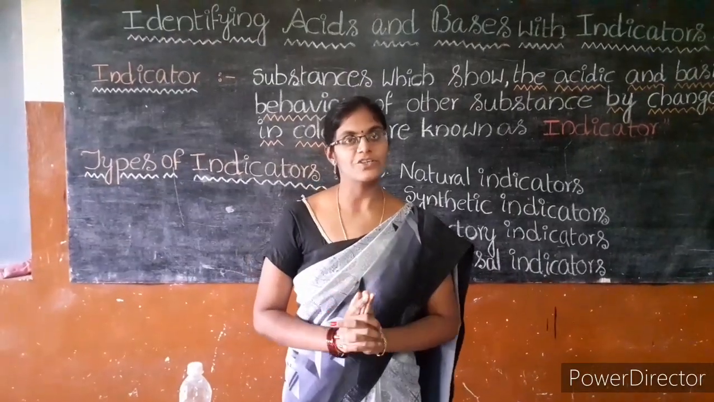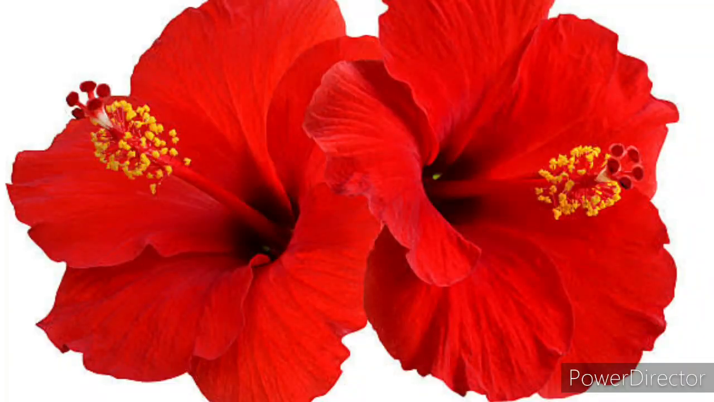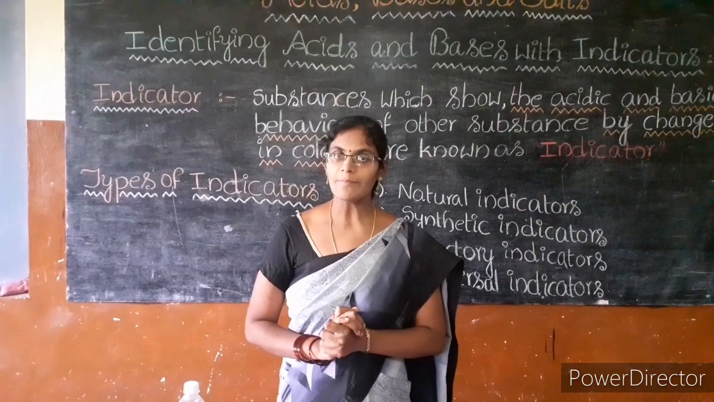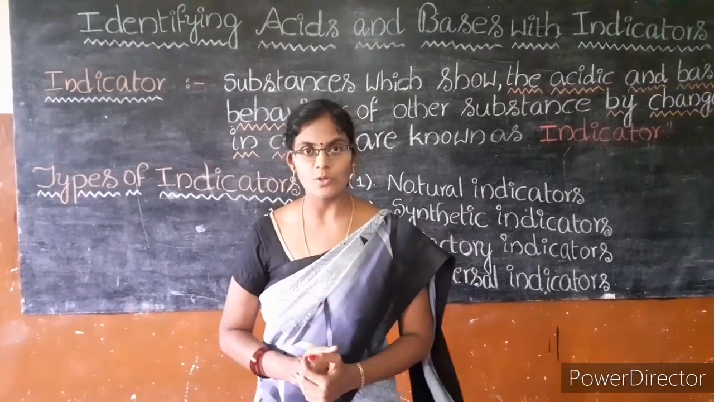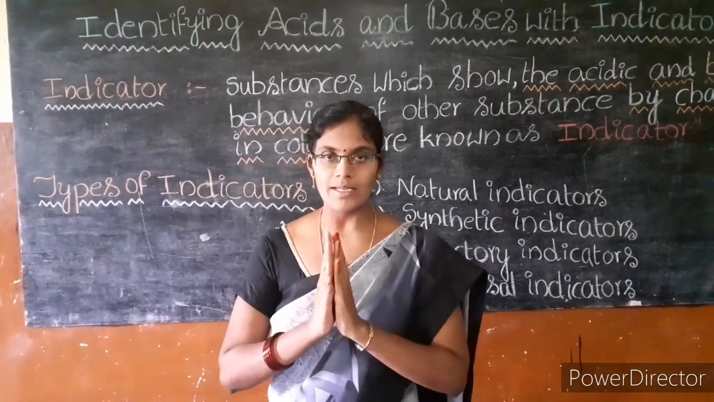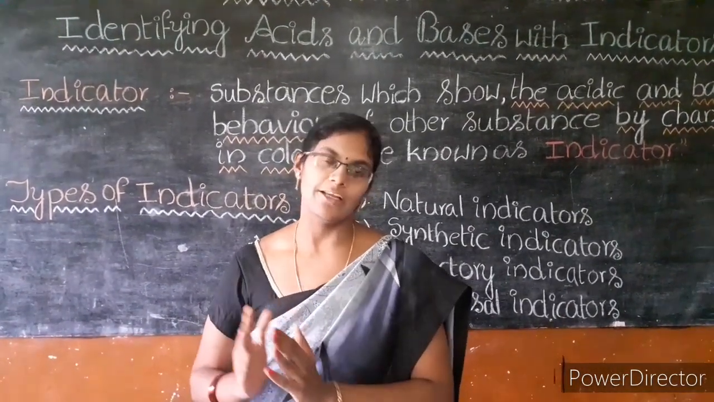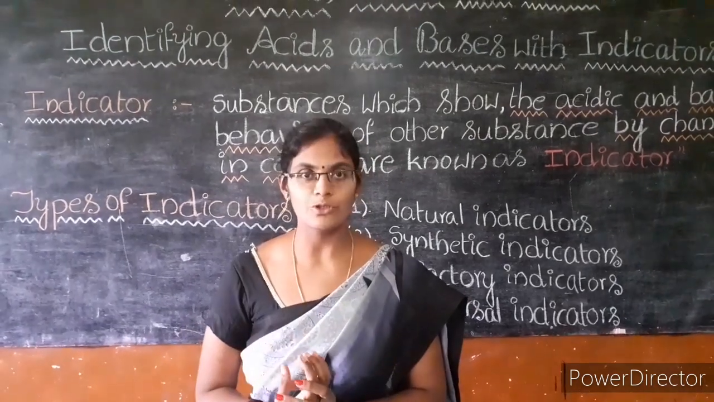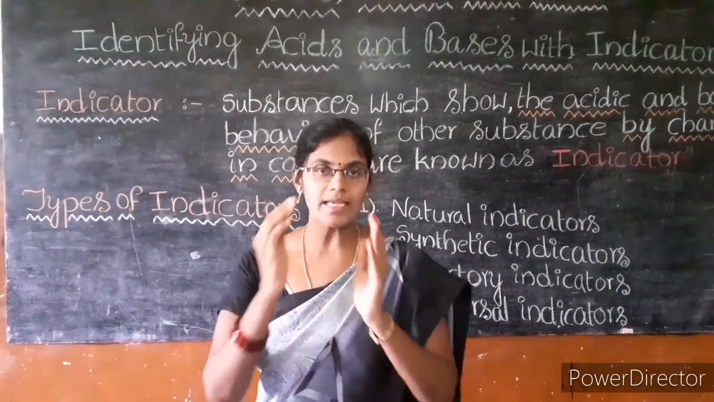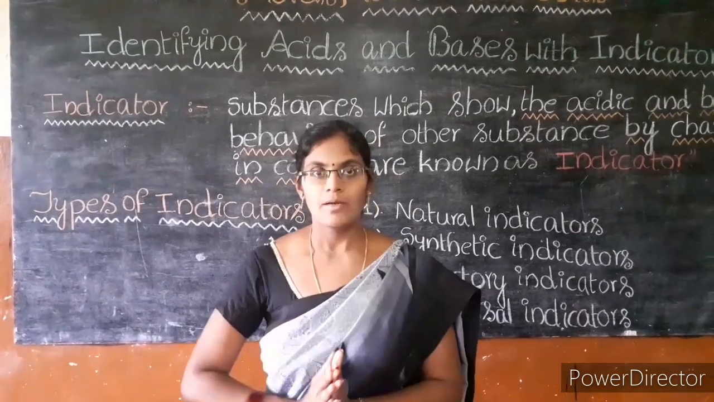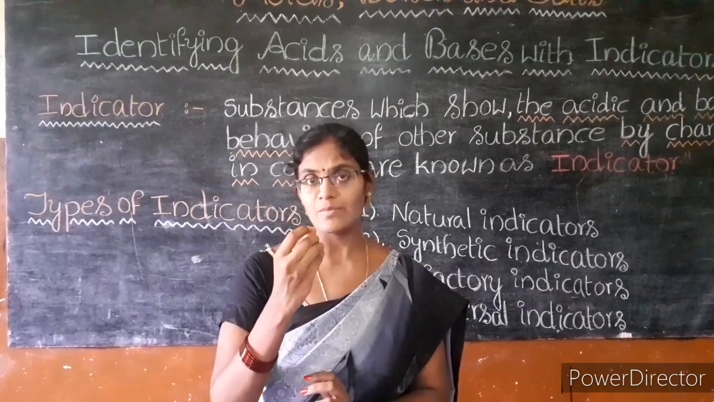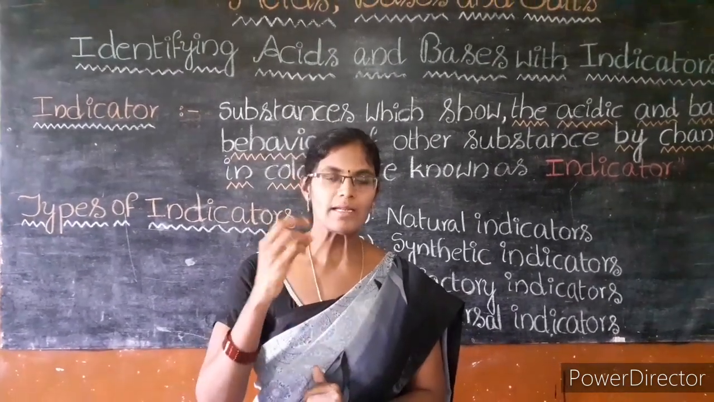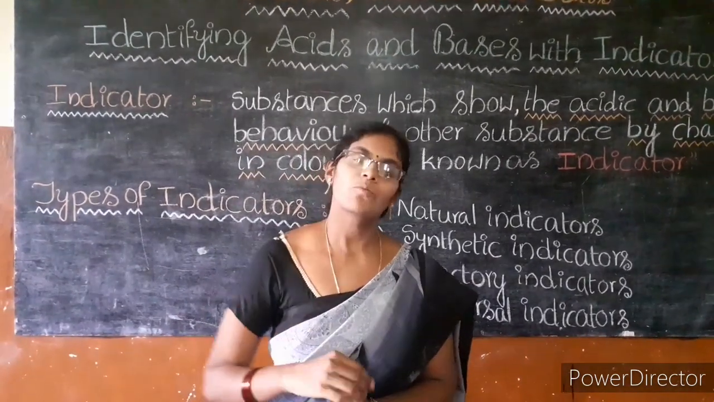Then our next natural indicator is China rose. China rose is nothing but one species of hibiscus. For testing acids and bases with China rose, first it is necessary to collect the solution of China rose. To prepare the solution, take 20 or 30 ml of boiled water and add 3 or 4 red hibiscus flowers into the boiled water.